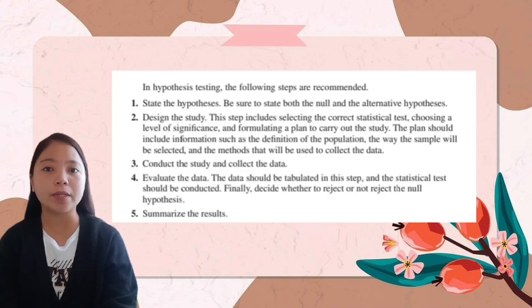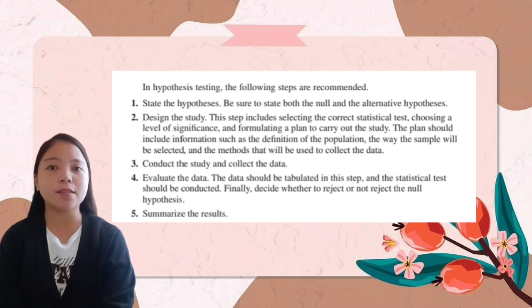In hypothesis testing, the following steps are recommended. First, state the hypothesis. Be sure to state both the null and alternative hypothesis. Second, design the study. This step includes selecting the correct statistical test, choosing a level of significance, and formulating a plan to carry out the study. The plan should include information such as the definition of the population, the way the sample will be selected, and the methods that will be used to collect the data.